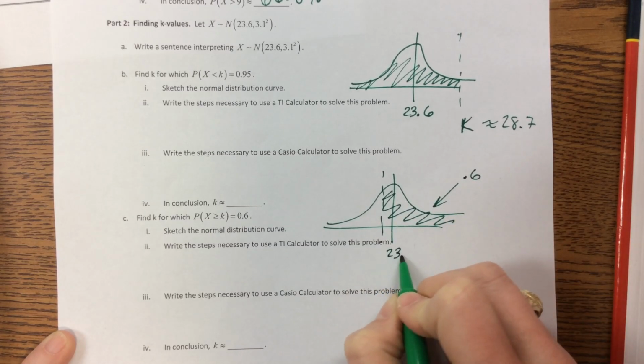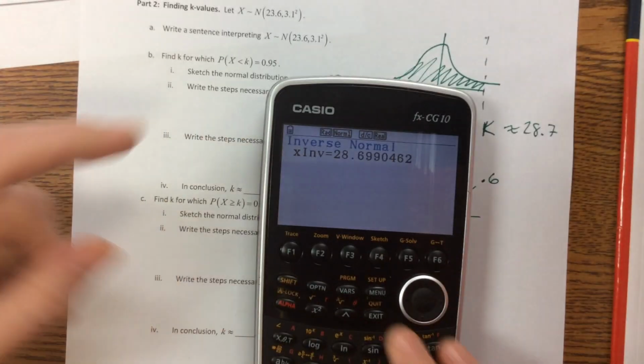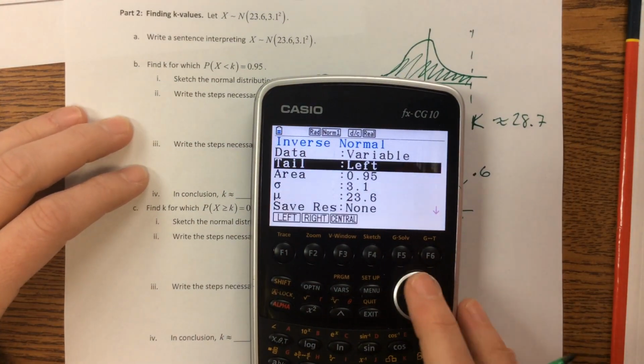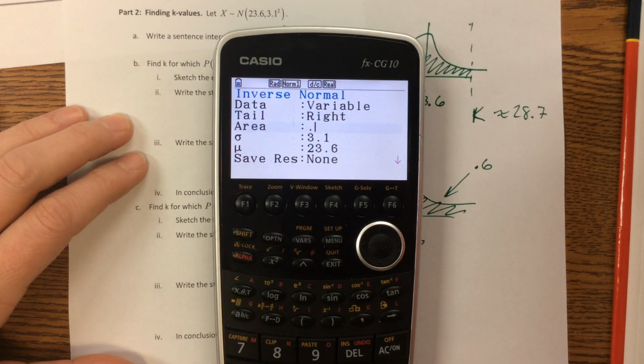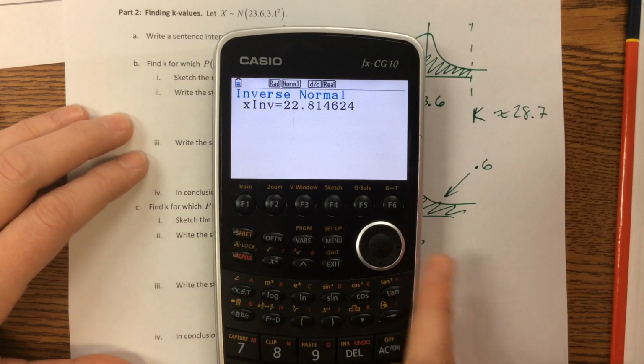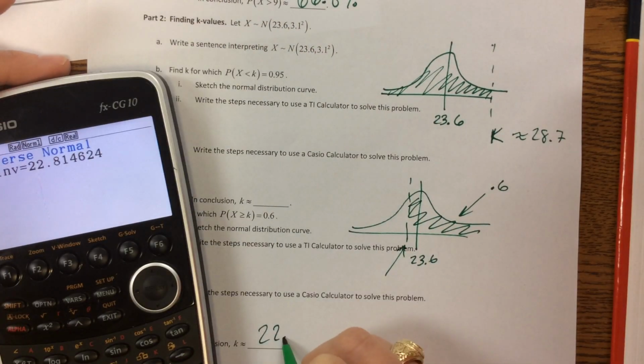So this was 23.6. We're going to try and find that number. It should be less than 23.6 for sure. We'll come back out. This time we want our tail to go to the right. We want the area to be 0.6, and everything else stays the same. And so that k value is about 22.8.